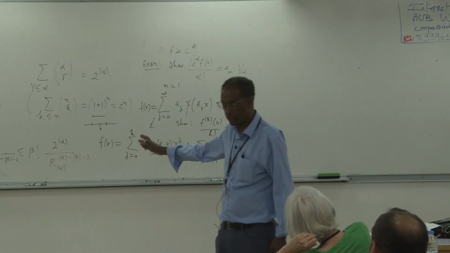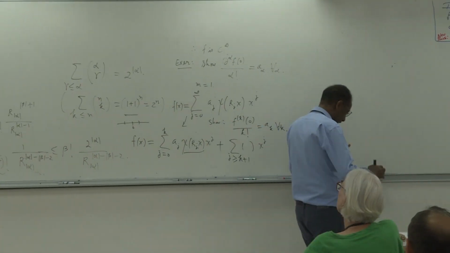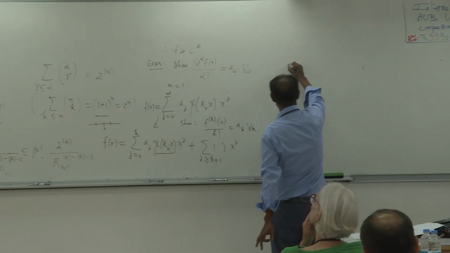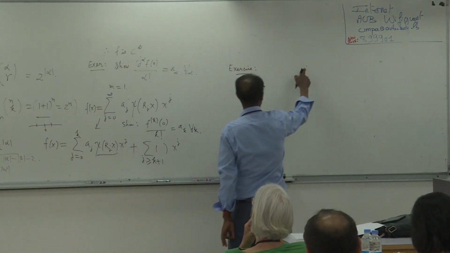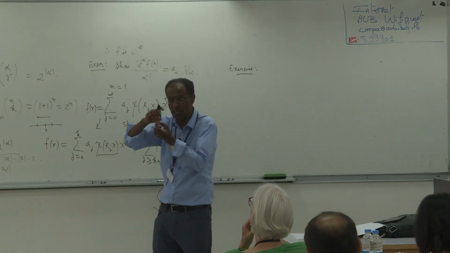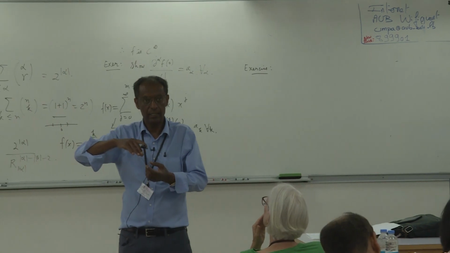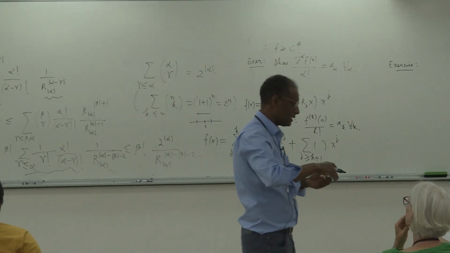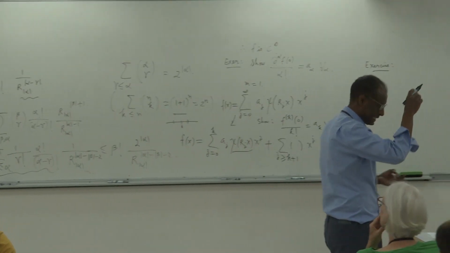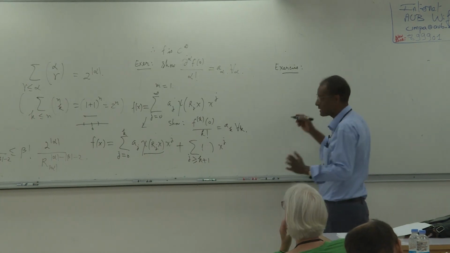Okay, I did Borel's lemma. Now I'm going to give you an exercise, which is a generalization of Borel's lemma. Here is the exercise. Suppose now, instead of, in Borel's lemma, I gave you a sequence of numbers and showed there is a smooth function whose Taylor series is given by those numbers. Now, instead of numbers, I'm going to take functions.